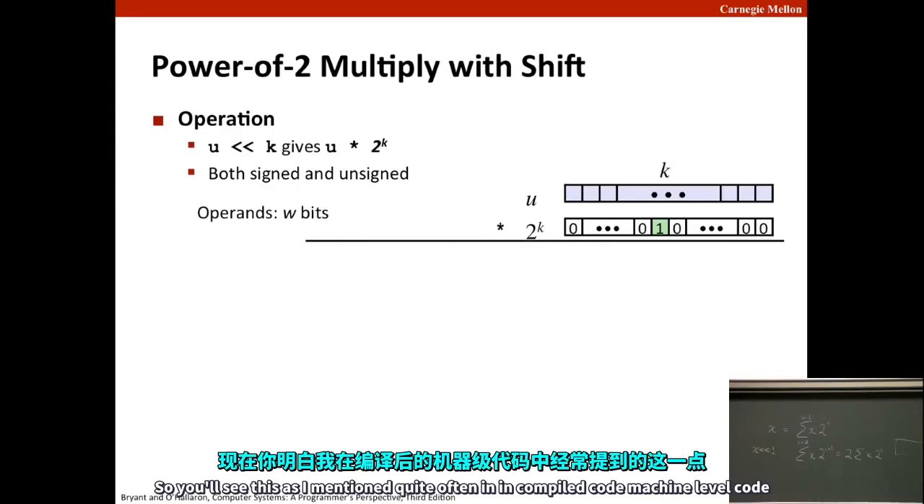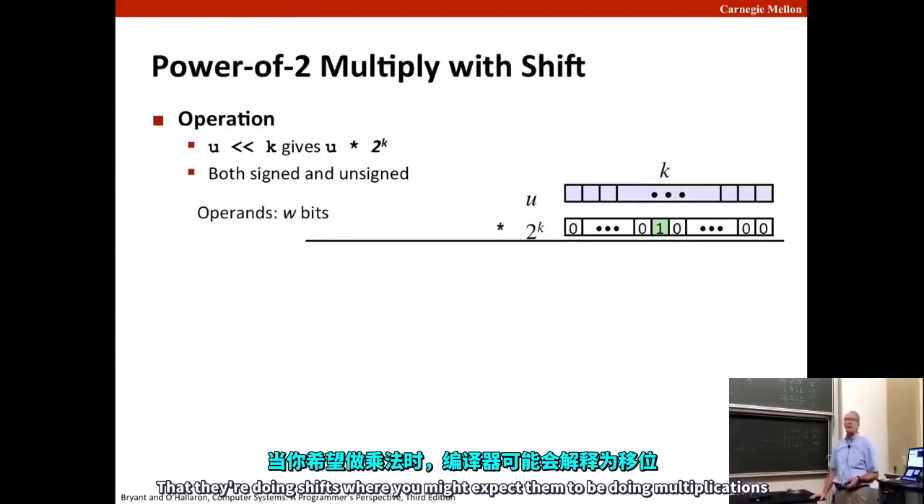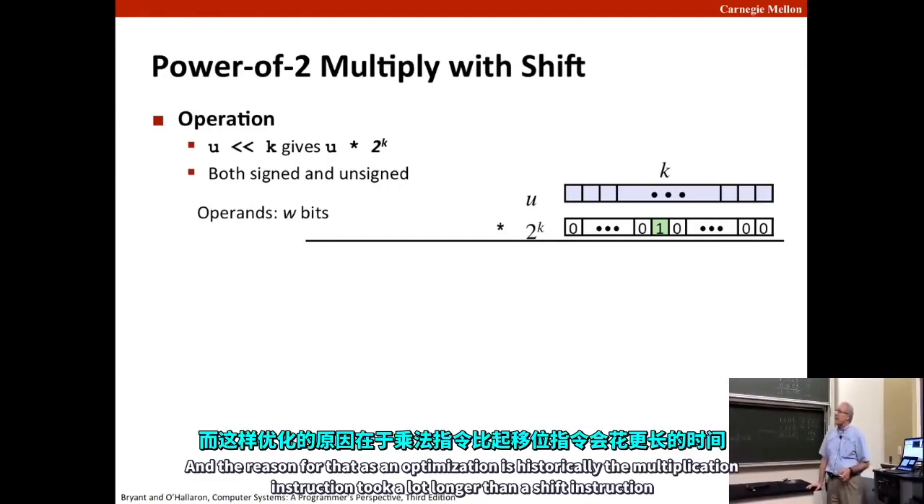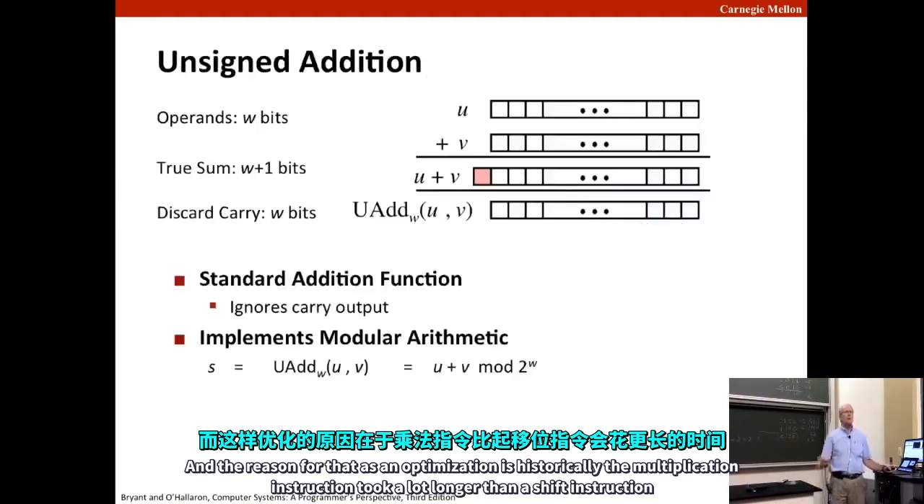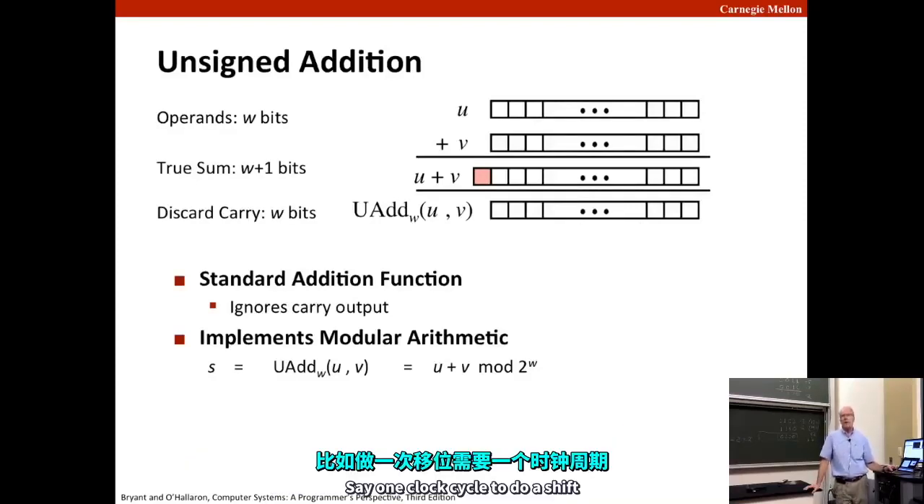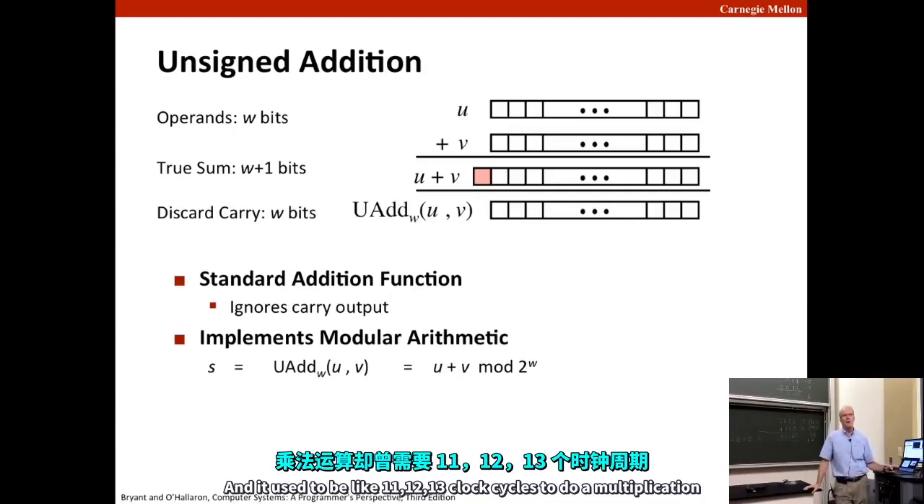So you'll see this, as I mentioned, quite often in compiled code and machine level code, that they're doing shifts where you might expect them to be doing multiplications. And the reason for that as an optimization is historically the multiplication instruction took a lot longer than a shift instruction. Say 1 clock cycle to do a shift, and it used to be like 11, 12, 30 clock cycles to do a multiplication.